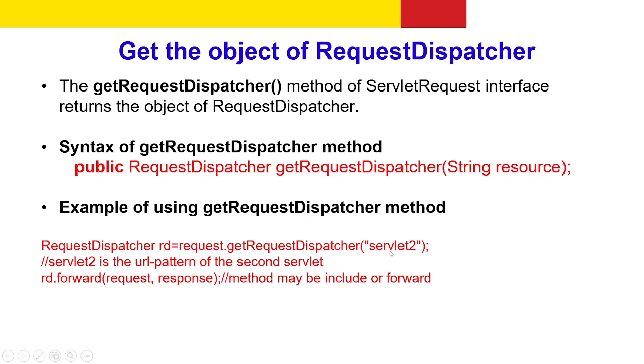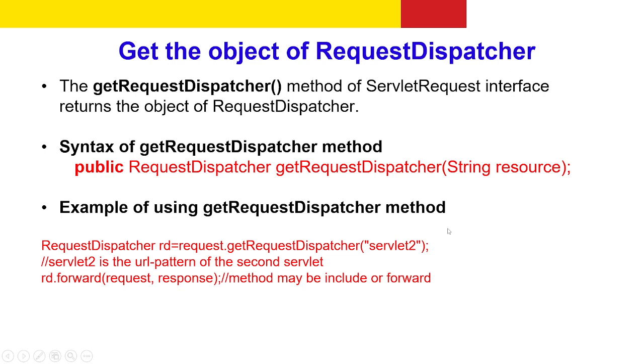So from servlet 1, which one do I want to move to? Servlet 2. For that, I'm creating an rd object, an object of RequestDispatcher, and specifying the path to where you want to navigate. Okay. And after that, rd.forward(request, response).